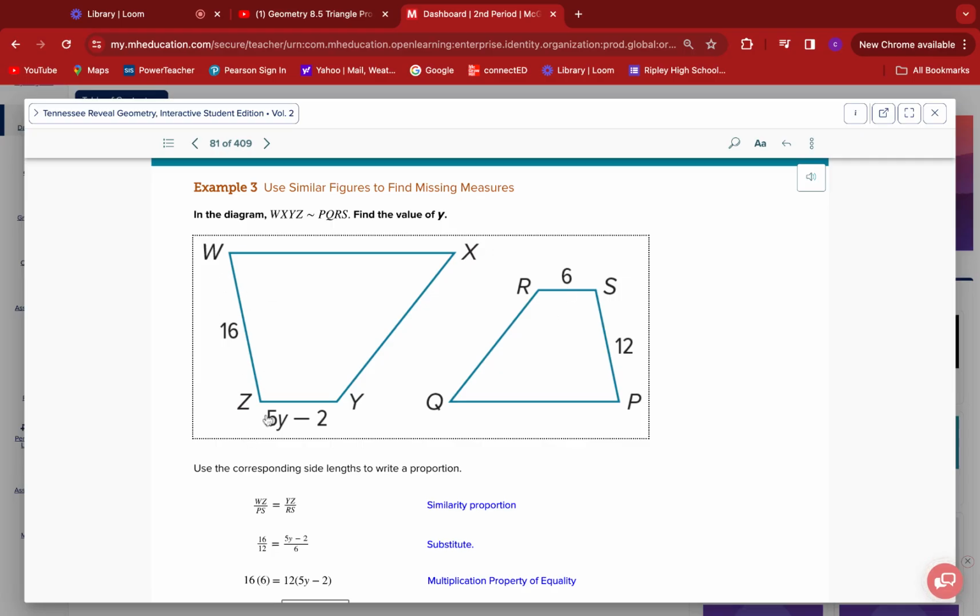Okay, back to it. We have a 16, and that's going to match up to the 12. If you're wondering why, WZ is your first and last letter, and it has to match up to the first and last letter, PS. That right there, ladies and gentlemen, is your 12. So 16 divided by 12.